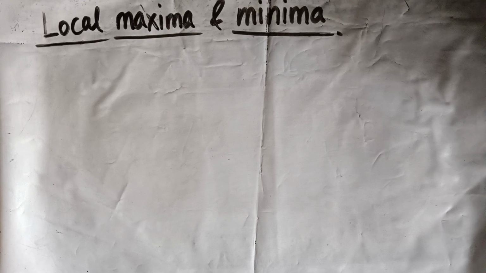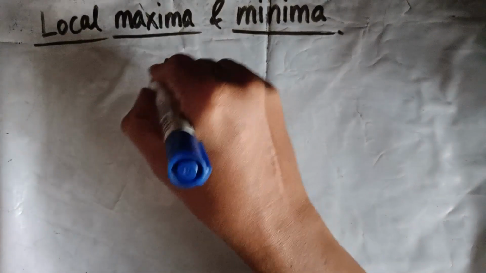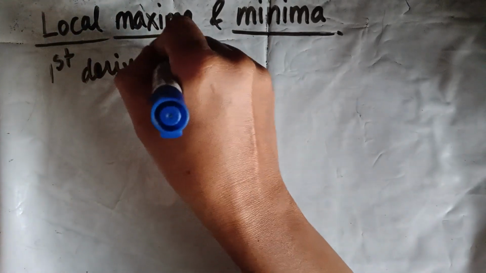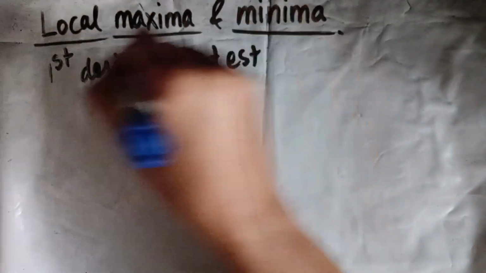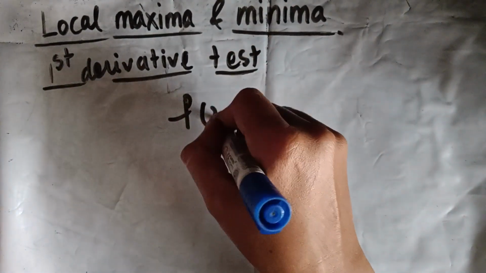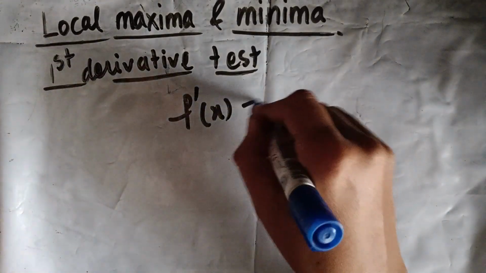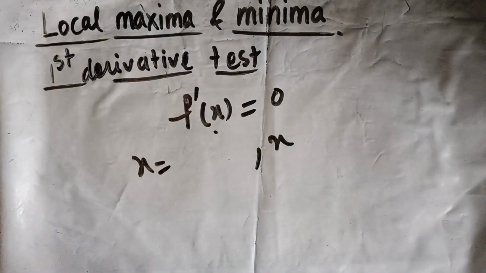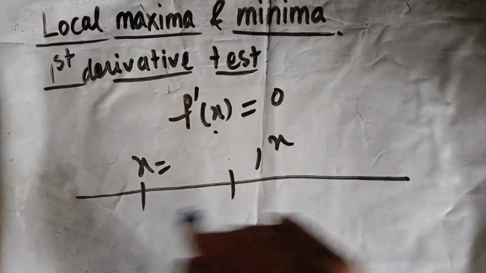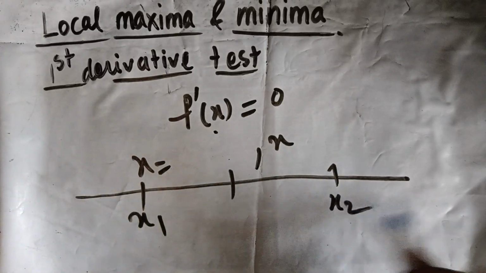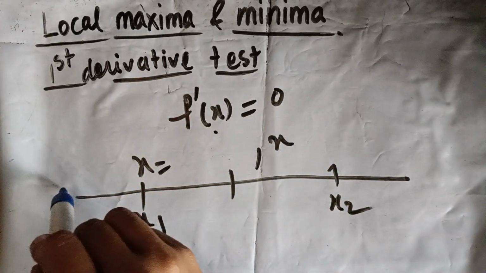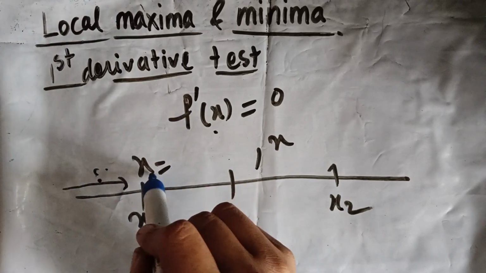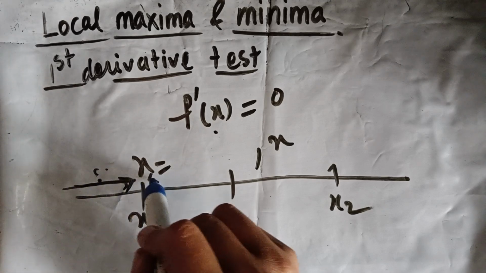For the first derivative test, if the function is given, then you have to find f dash of x. Equate it to 0, you will get the critical points, x equal to something. Then you have to plot it. Suppose this is your x1, this is your x2. Now you have to put some value from this area, a point on the left hand side and on the right hand side.